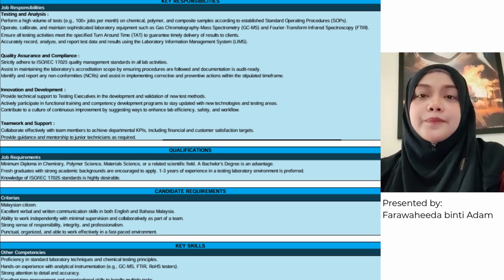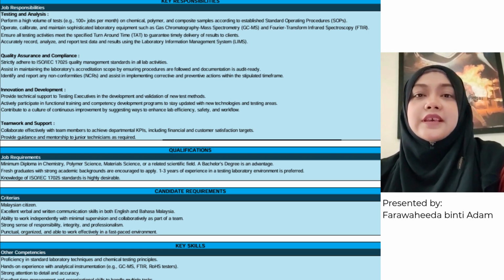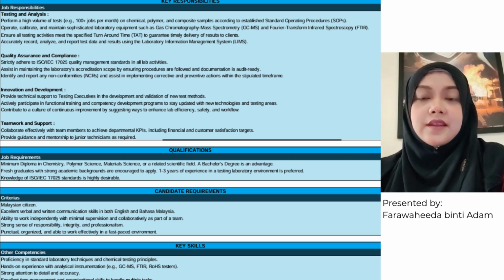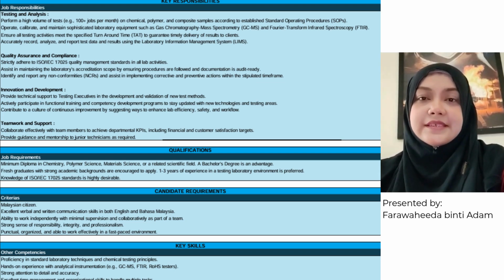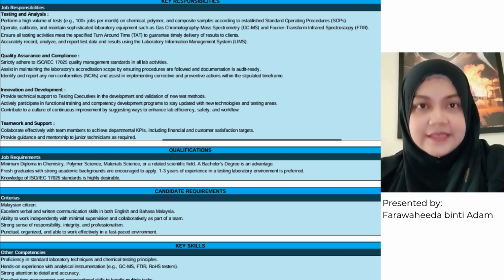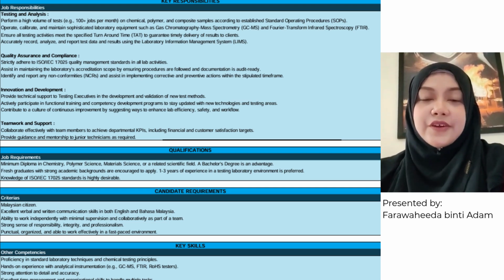For the qualifications, a diploma or degree in chemistry or material science is required, and fresh graduates are also encouraged to apply for this job. Skills in laboratory techniques, attention to detail, and familiarity with ISO or IEC 17025 standards are highly desirable.